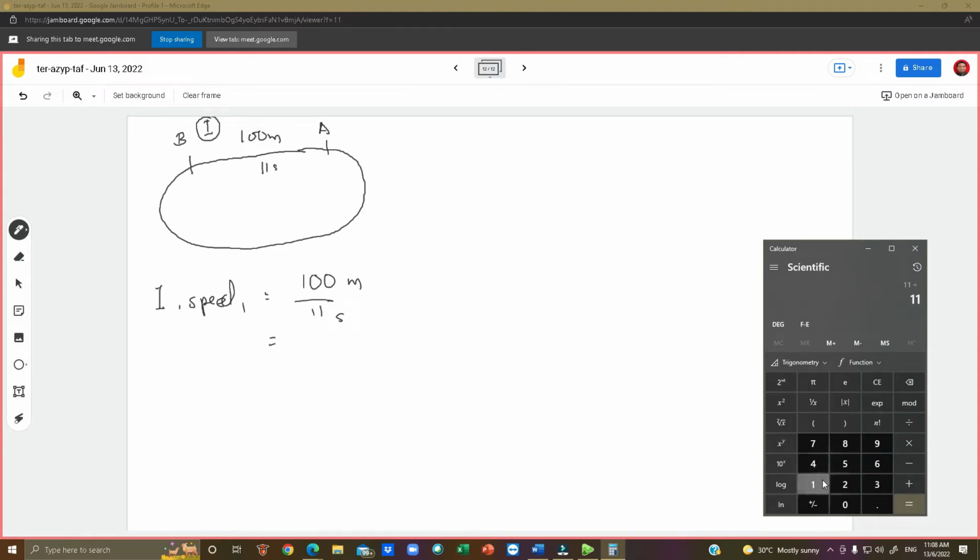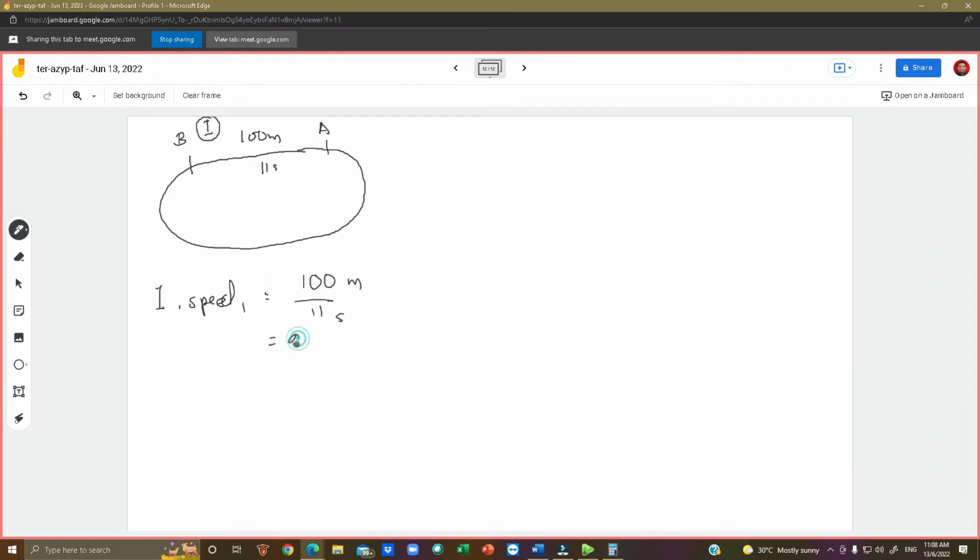100 over 11. So it becomes 9.09 meter per second. Since this is a straight case, velocity is the same value, 9.09 meter per second. Dia akan dapat velocity yang sama value dia because it is a straight line.